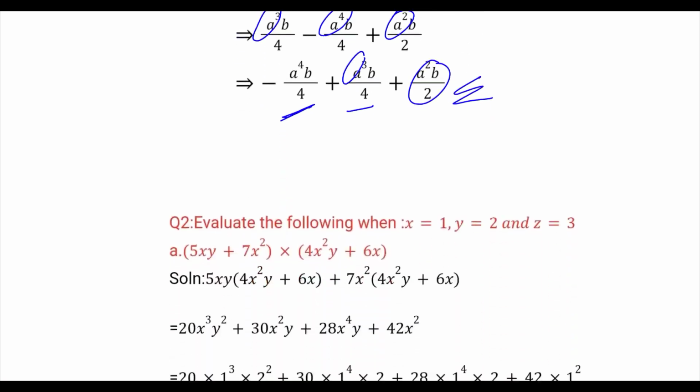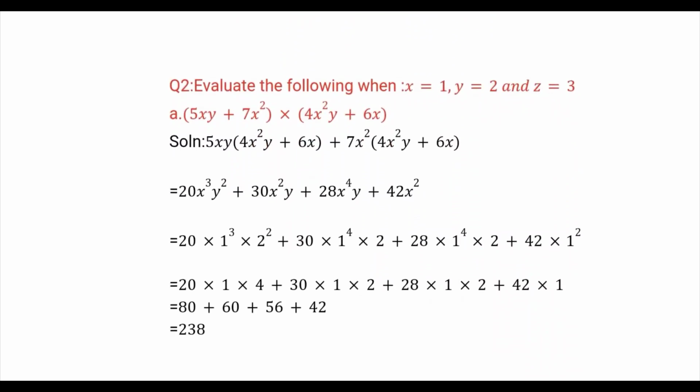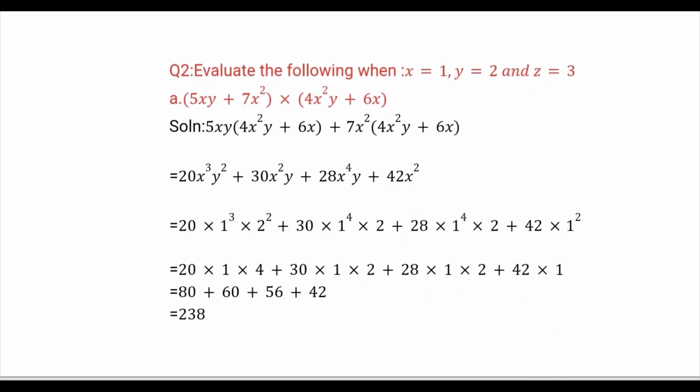All right, let's do question number 2 again. So here they said evaluate the following, and they've given us that wherever x is, we're supposed to put 1, wherever y is 2, and then wherever z is 0, we're going to write it down 3. You can already see here, right?